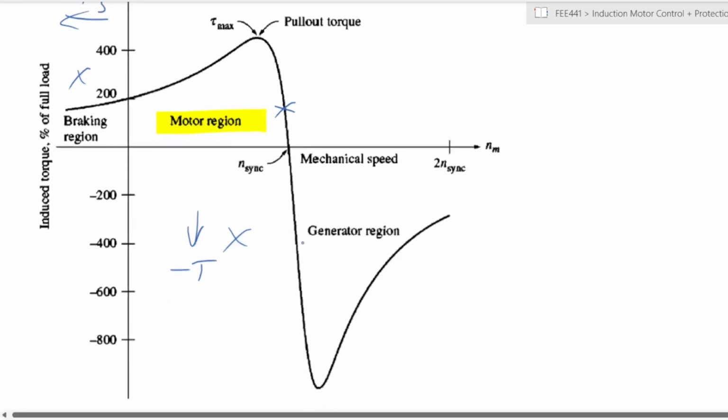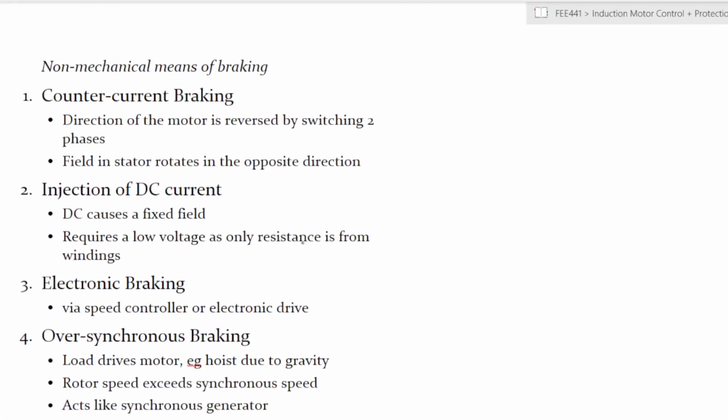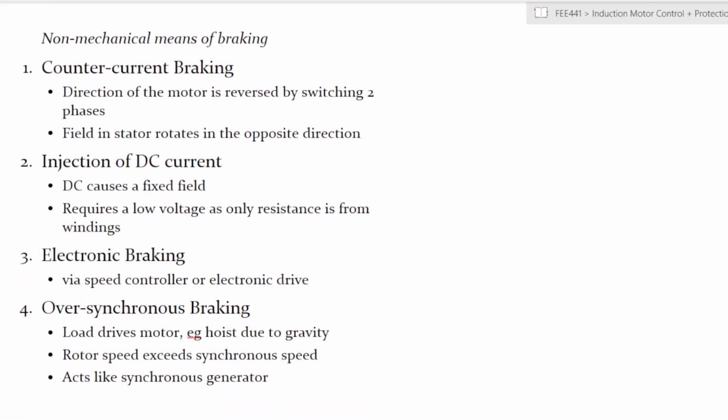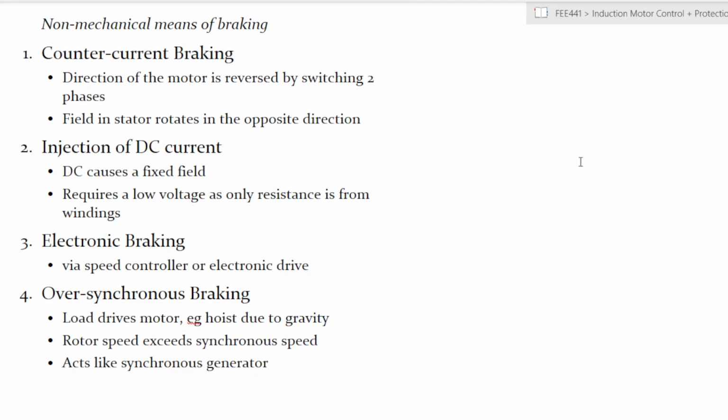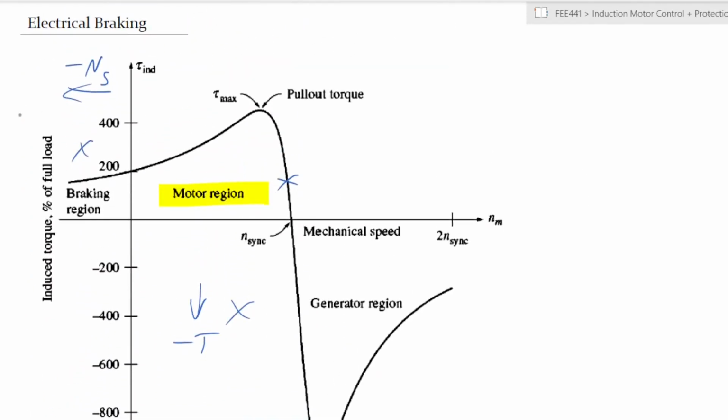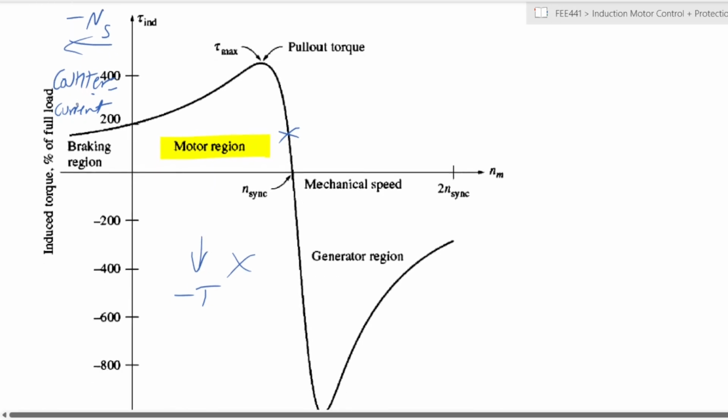Now, there are four main ways in which we carry out electrical braking, which, as we have said, are non-mechanical means of braking. All right. So first off is countercurrent braking. Now, in countercurrent braking, we are changing the direction of the motor, and that is here. All right. We take this region, countercurrent braking, right? Whereby we are trying to change the value of the speed so that it is negative.